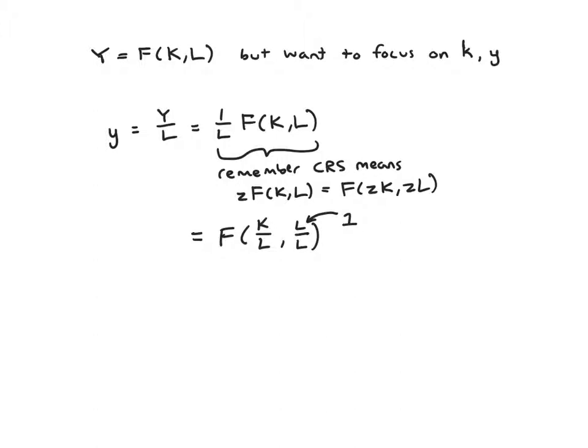And K over L is the capital per worker, right? It's the little k. So we're going to rewrite this and call it little f of little k, because it's a function of little k, basically. And now we have the intensive form of the production function. It tells us output per worker is a function of capital per worker. So let's write that down.